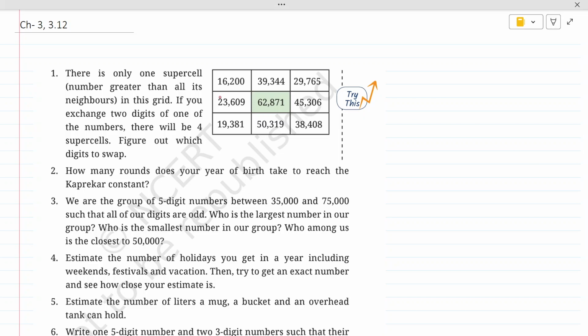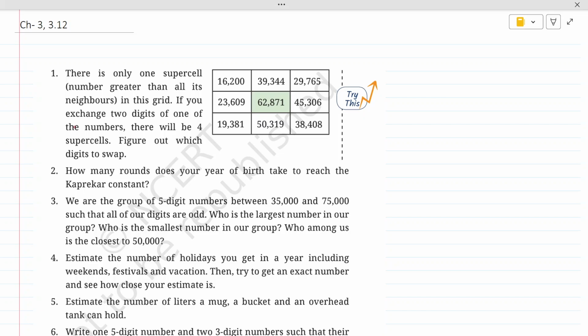It says there is one supercell, that is a number greater than all its neighbors in this grid, and this is marked in green. Why is this a supercell? Because it is greater than the top cell, bottom cell, the right cell and the left cell. So that's why it's a supercell and it is marked in green for us.